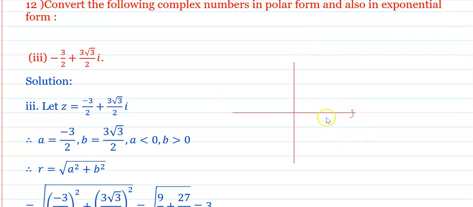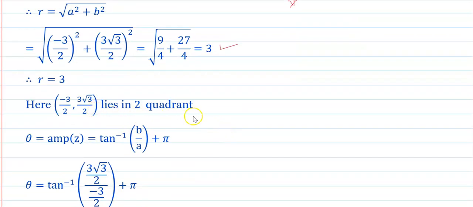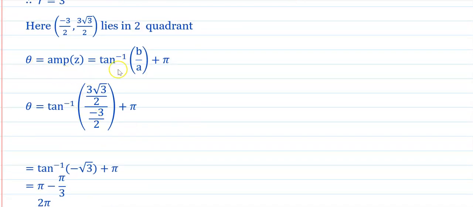Here is the x-axis and this is the y-axis. It lies in the second quadrant. R is equal to the root of a square plus b square, that is, minus 3 by 2 bracket square plus 3 root 3 upon 2 bracket square. Minus 3 by 2 bracket square means 9 by 4. 3 root 3 upon 2 squared is 9 into 3, that is 27 by 4. If we add it, 9 plus 27, 36 by 4, and then you will get r is equal to 3. This point lies in the second quadrant and hence the amplitude of z is equal to tan inverse of b upon a plus pi.